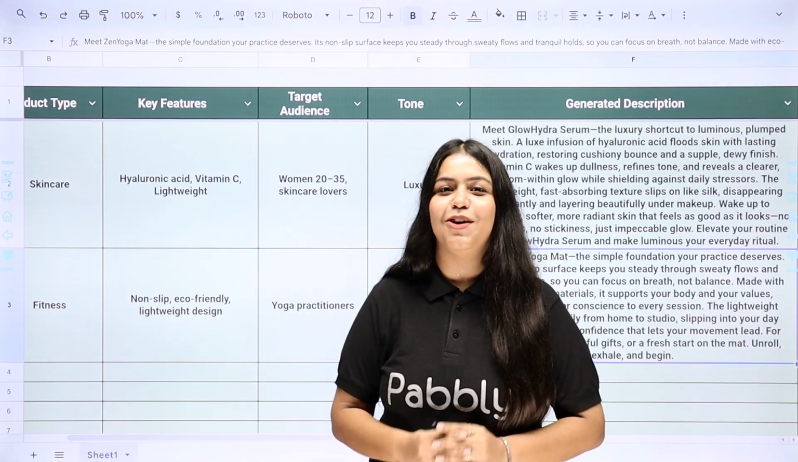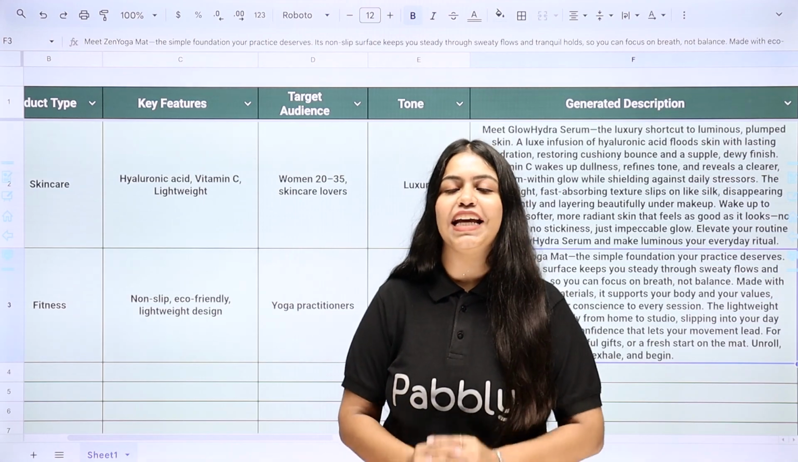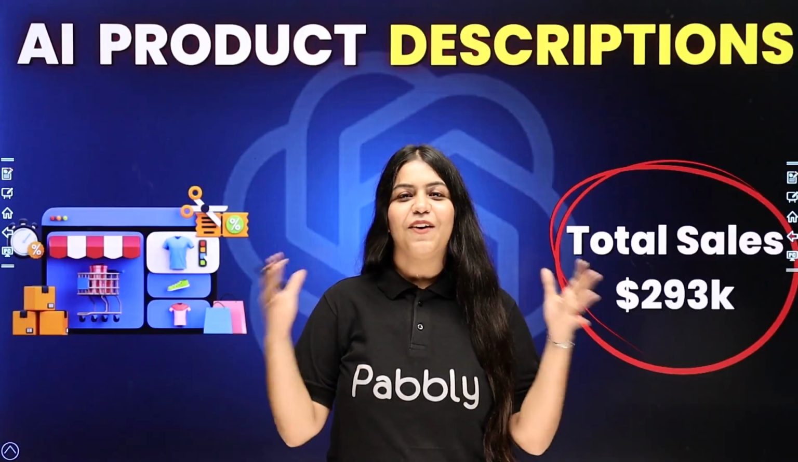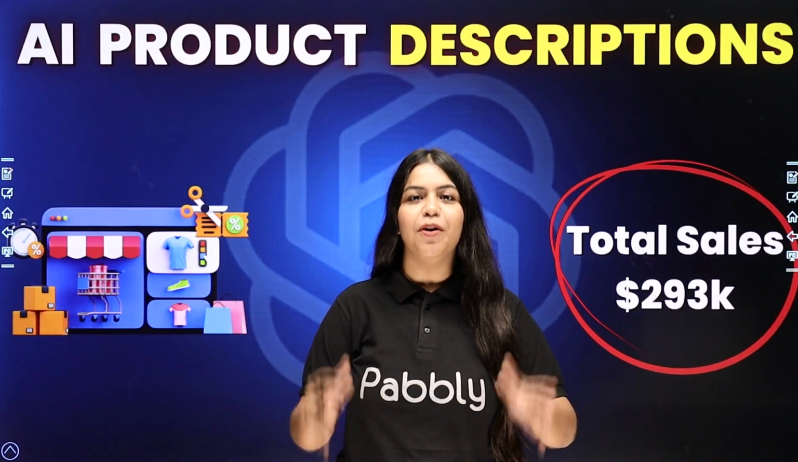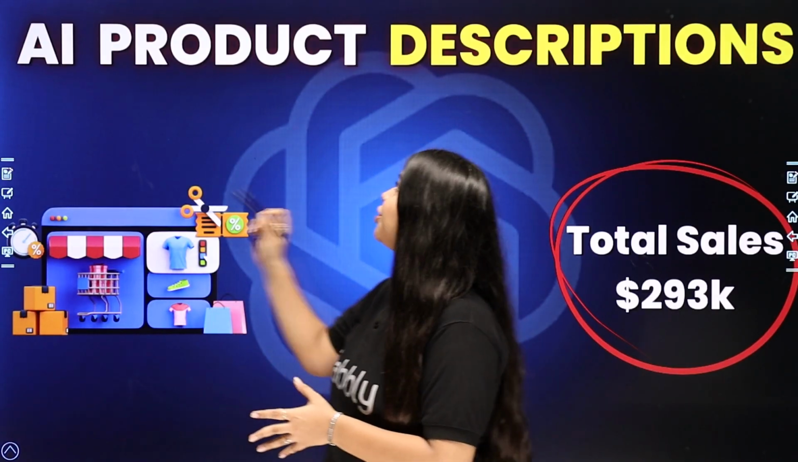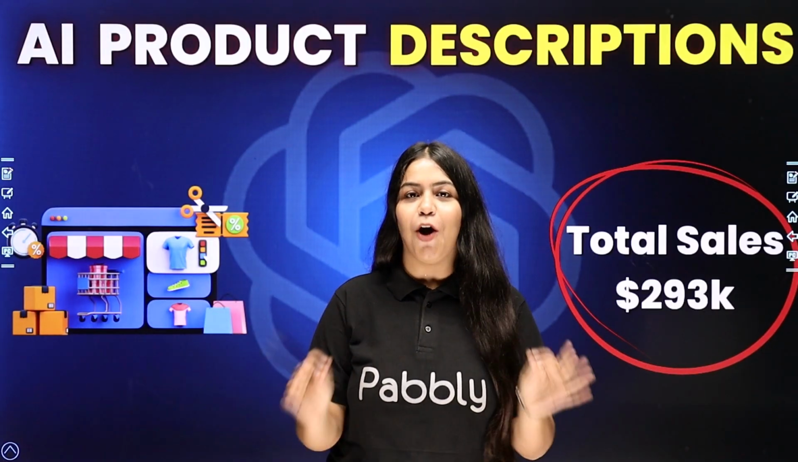And yes, this is no magic. This is the power of automation which we are going to create in today's video. So hello all, welcome back to Pabbly, and in this video I'm going to show you how you can automatically generate product descriptions using AI and Pabbly for your own e-commerce store.